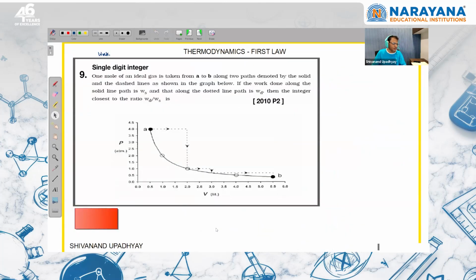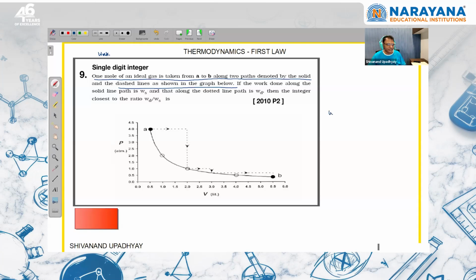दिस इज अ क्वेश्चन, वेरी गुड क्वेश्चन. मुझे बस केवल इसमें एक ट्रिक बतानी, बाकी आपको सब पता है. बस आई जस्ट वांट टू डिस्कस अ पॉइंट ओवर हियर. So they are saying that 1 mole of an ideal gas is taken from A to B along two paths denoted by solid and dashed lines as shown in the graph below. If the work done along the solid line path is Ws and that along the dotted path is Wd, then find the integer closest to Wd upon Ws. ये जो है रिवर्सिबल है क्योंकि ग्राफ बना हुआ है.